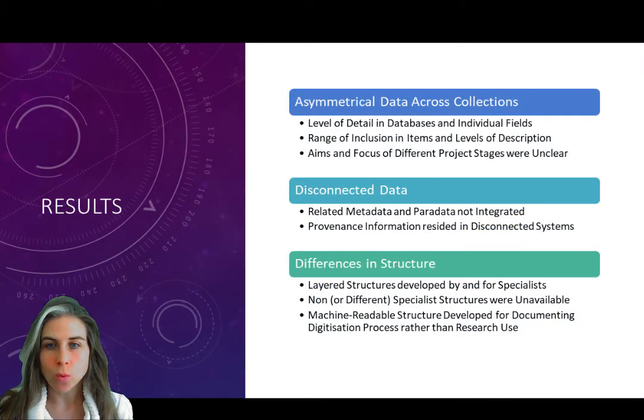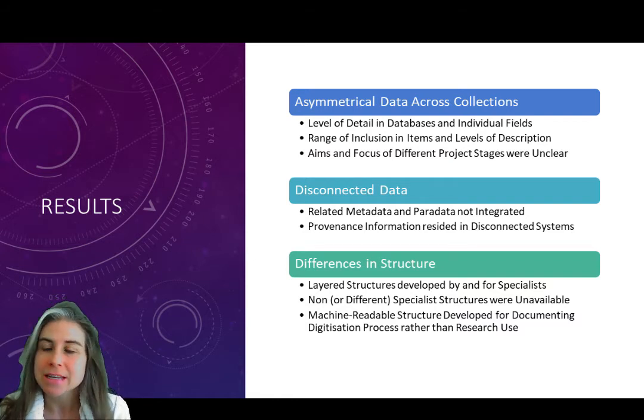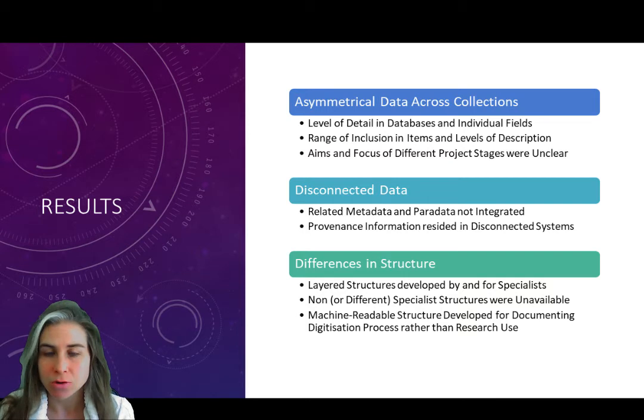So very briefly, what were our results and what are our suggestions for the future? Well, overall, our results found that the level of detail in databases and individual fields varied considerably, and the range of inclusion of items and level of description was not symmetrical. And this really came from the human element, both in terms of shifting priorities and shifting audiences, as well as shifting staffing levels and people who understood or understood differently how to input this data.